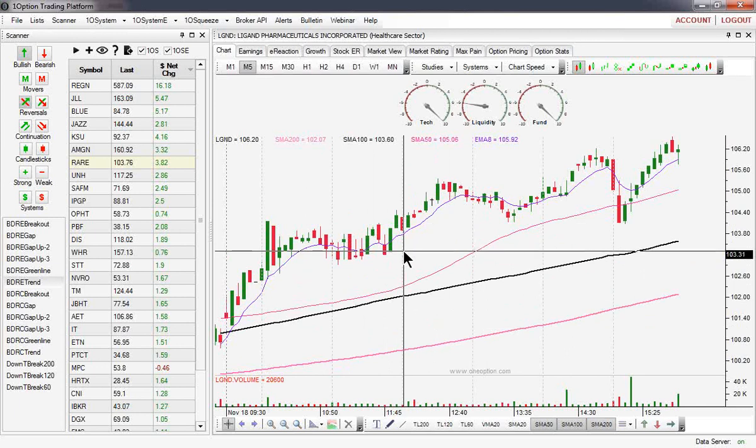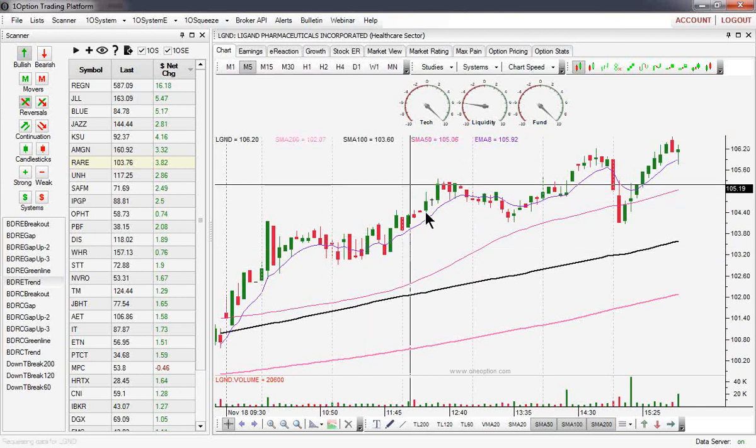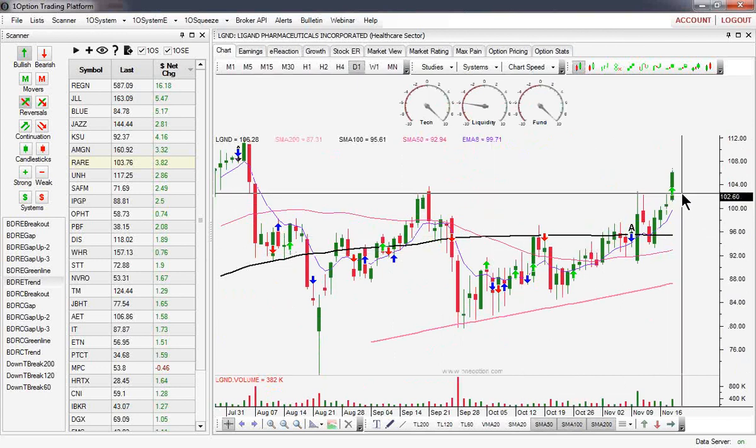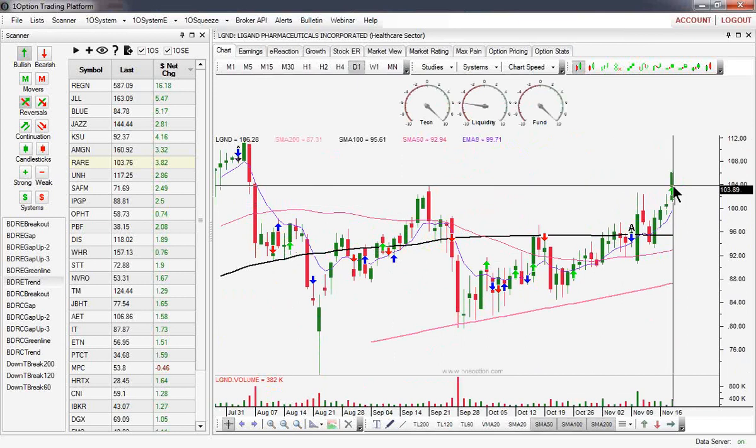But if it's a stock I really like, and I think there's a huge amount of upside for it, then I'm going to set my stop down at the daily breakout, which could obviously be a lot further down. And obviously, I've got a lot more risk. But if you look at Legend on this chart right here, you see this nice breakout right here.